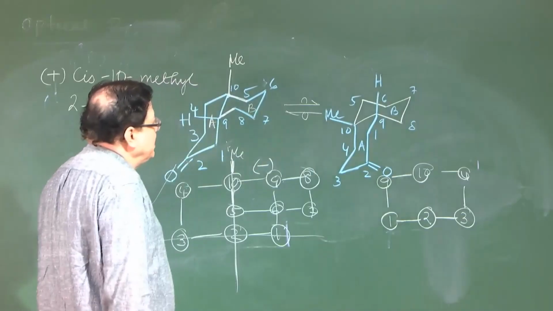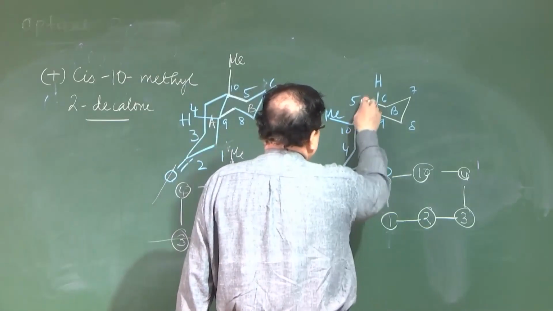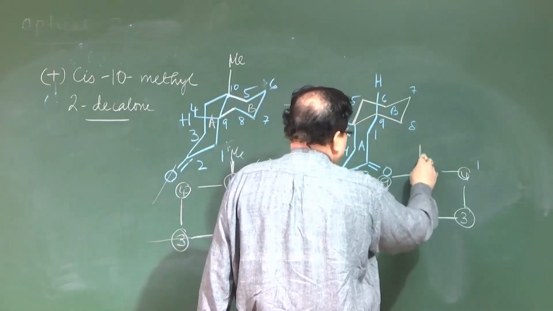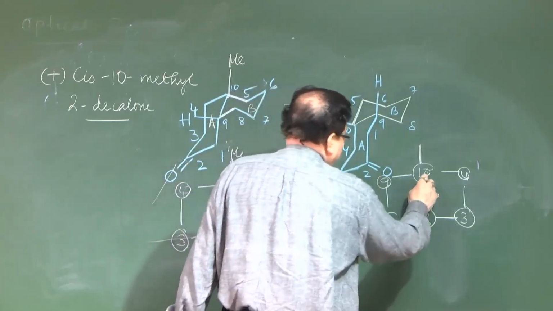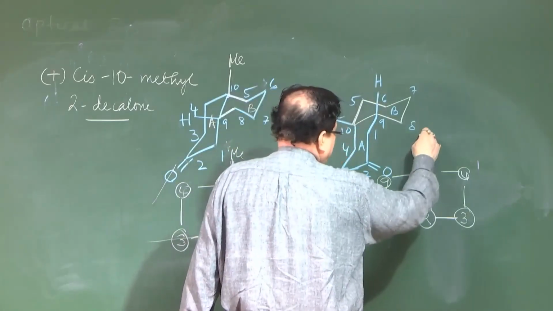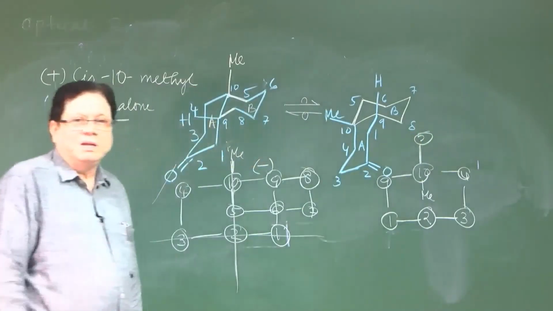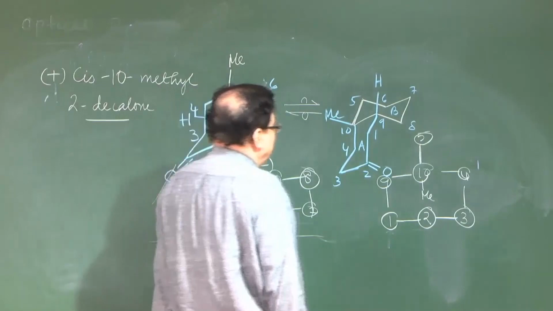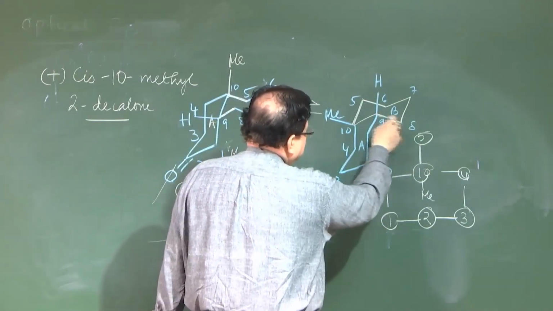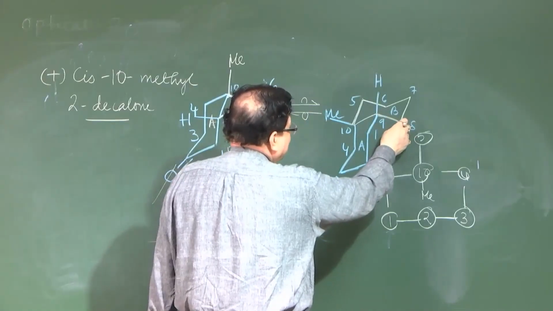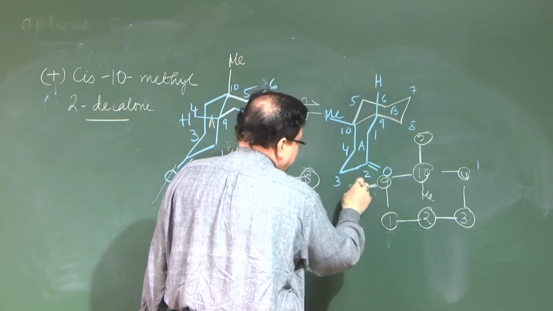So, now you have to see that at 10 this bond is equatorial. So, equatorial goes up at C10, okay, and methyl will be down. So, this will be your 5, okay. That is clear, that will be your 5, and then you have to see that at 9 this is equatorial, C8 is equatorial to the 9. So, that will go in this direction.